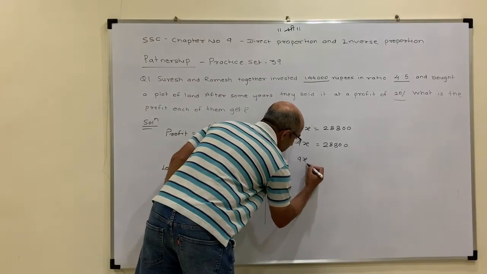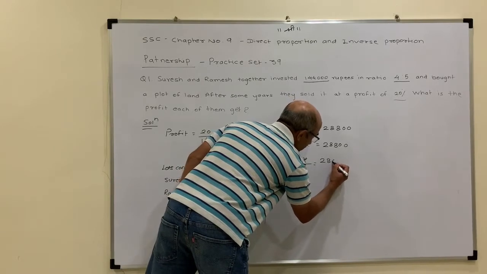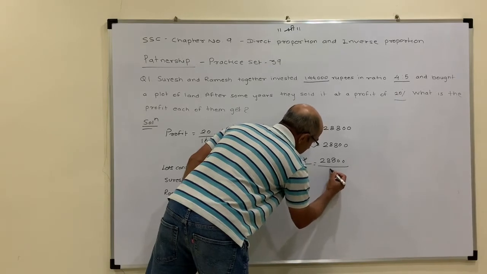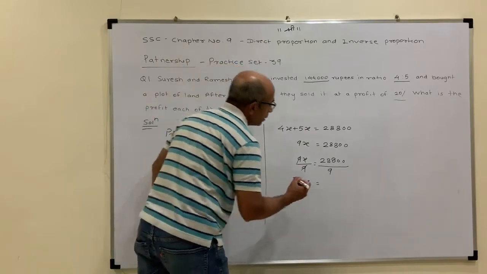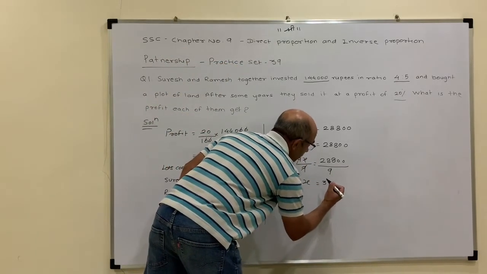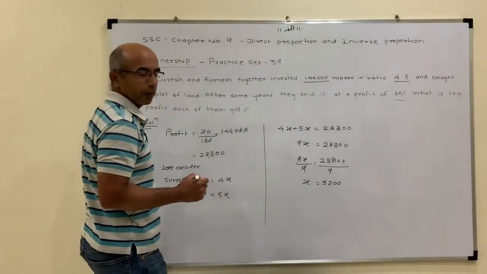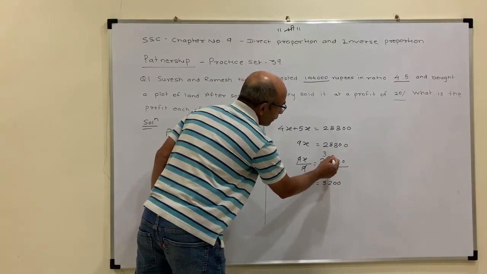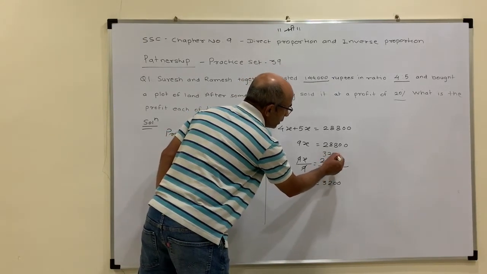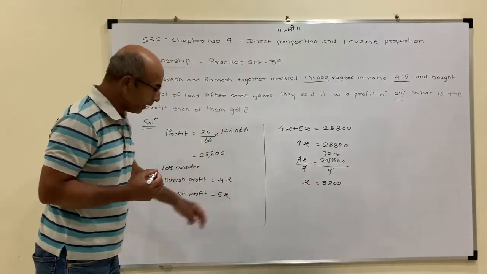So 9x divided by 9 equals 28,800 divided by 9. So 9 gone, x equals: 9 3s are 27, 9 2s are 18, 0 0. 9 1s are 9, 9 3s are 27, 1 left, 9 2s are 18, this gone and this 0, 0. So 3200. Now I have found the value of x.